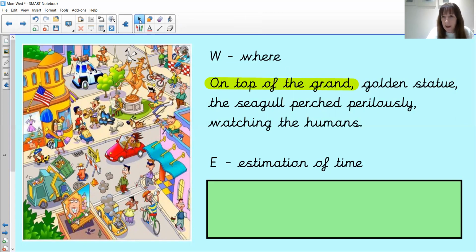So pause me here and have a go at starting your sentence with a where phrase. On top of, underneath, next to, in the corner, inside, outside. Right, off you go.